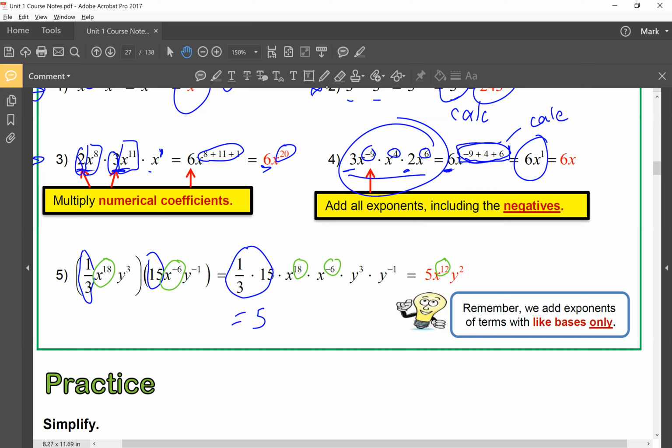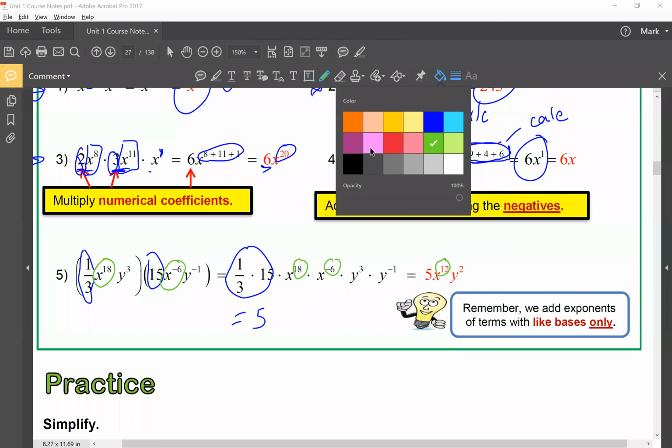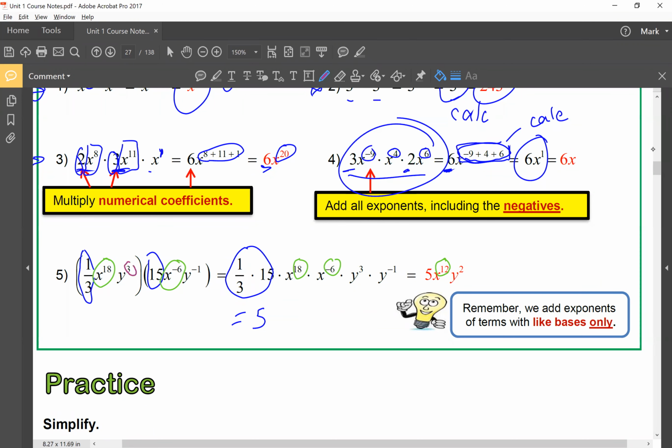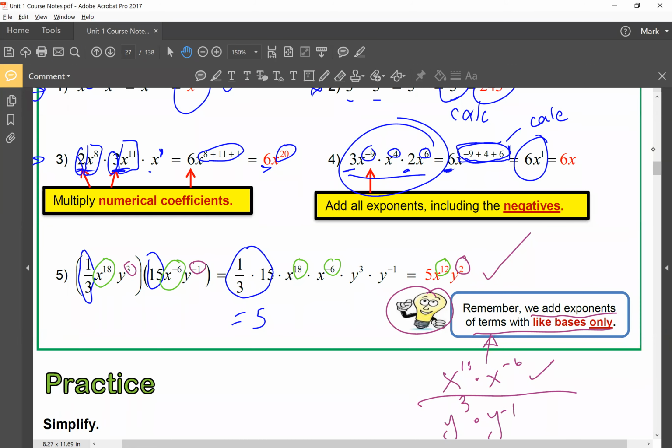Let's go with another color. Purple, maybe? Oh, I do. I got a nice purple. 3 added to a -1. That's easy. 3 minus 1 is 2. We can only add exponents with like bases only. So what this little light bulb man here is saying is, I can combine my x's, I can combine my y's, but I can't combine them together. It has to be the exact same base, meaning in math, the exact same number or variable.